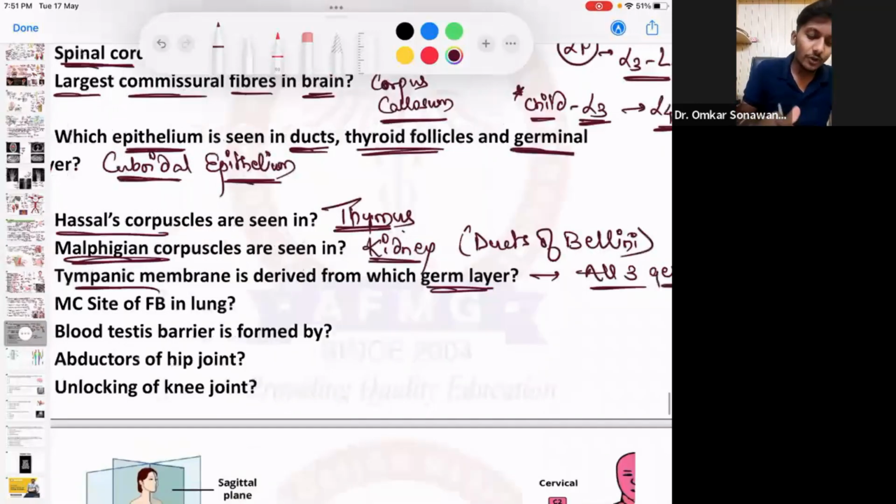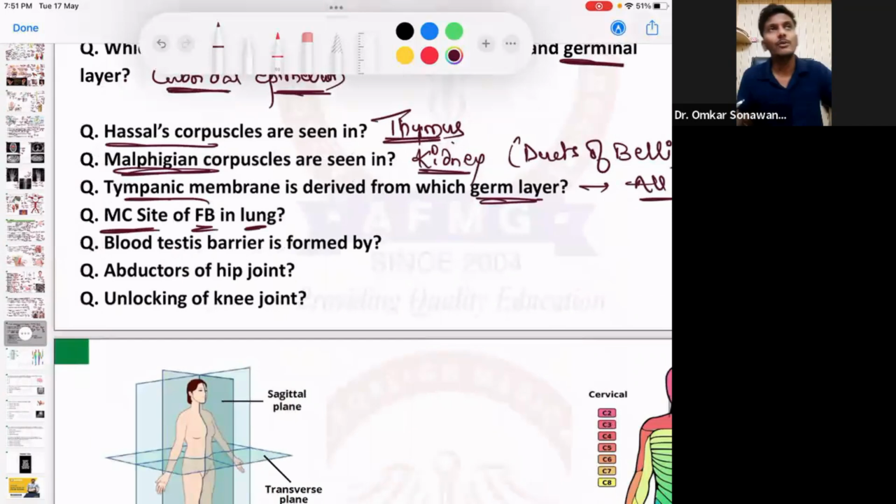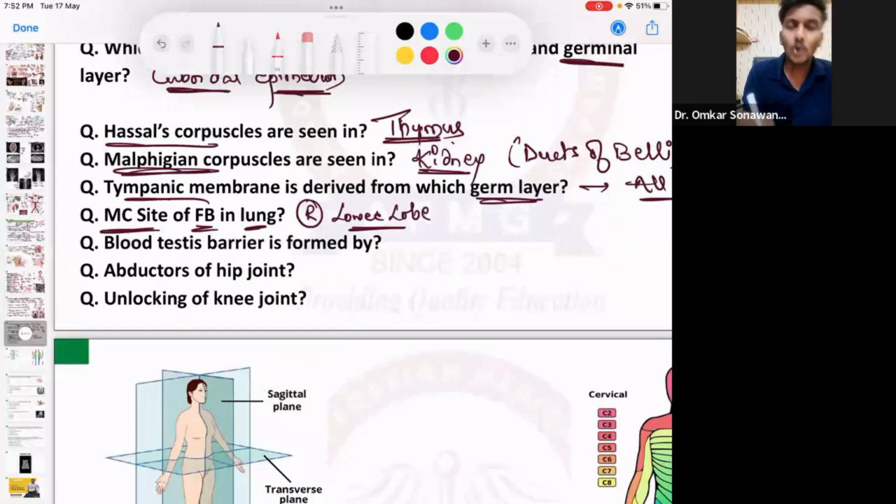Okay, remember this. Most common site of foreign body in lung: which lobe of lung? Right middle or right lower lobe? Right lower lobe, because the right-sided bronchus is straight and wider. Therefore, the most common site for foreign body in lungs is the right lower lobe. This question has already come.